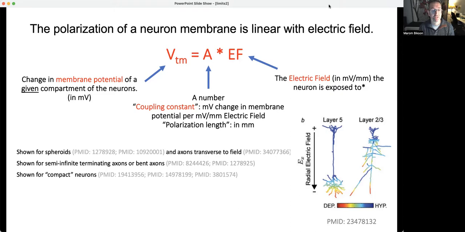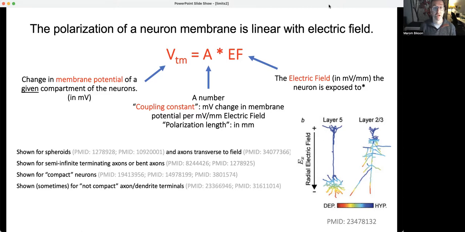It's also been shown that this is correct for compact neurons. So many neurons in our brains are compact enough for this to be the case. We've shown that for cortex and hippocampus. It's also been derived, for example, using something called the mirror estimate. And again, I'm going to refer you to these references for people who really want to dig in. It's not always the case.